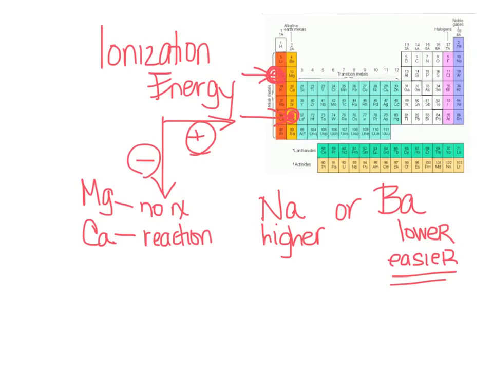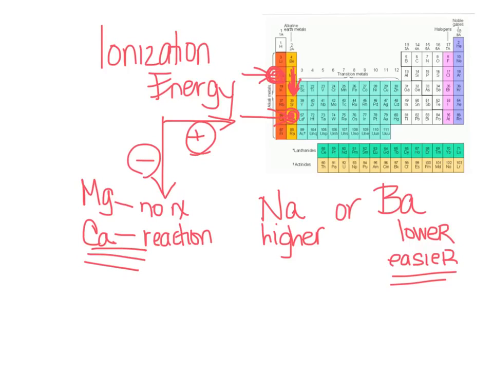In acid, they both reacted, but calcium reacted more. Why? Because it's easier for calcium to react. It's further down, and it takes less energy for it to lose its electron, which is what's happening when it goes through the chemical reaction.